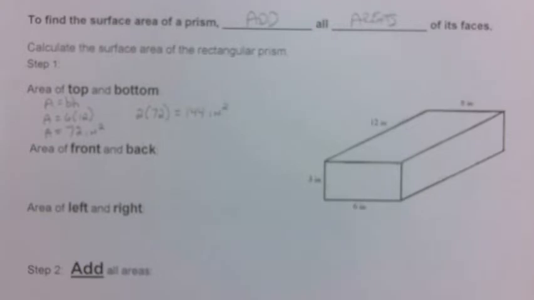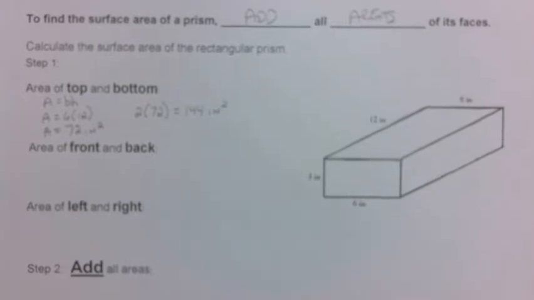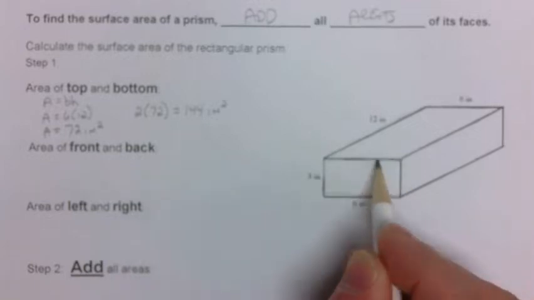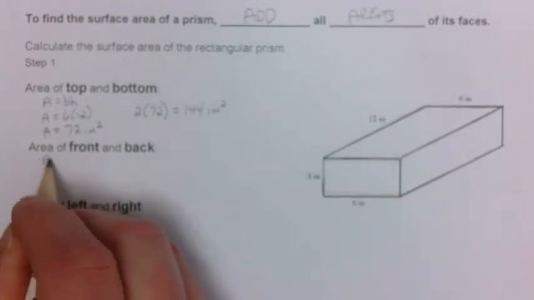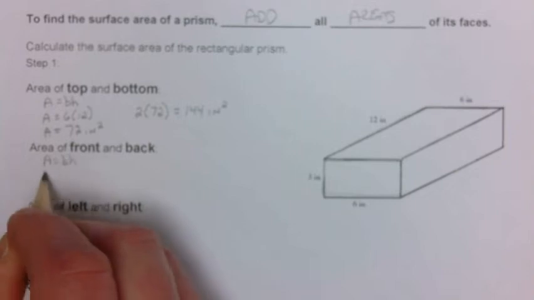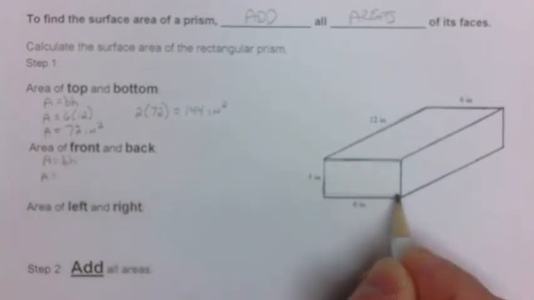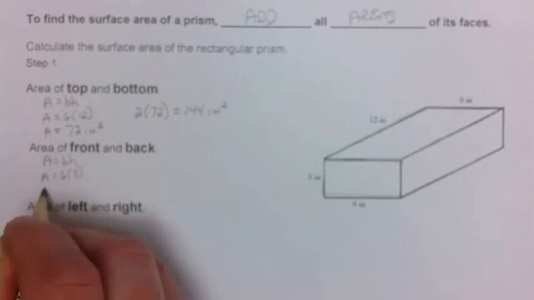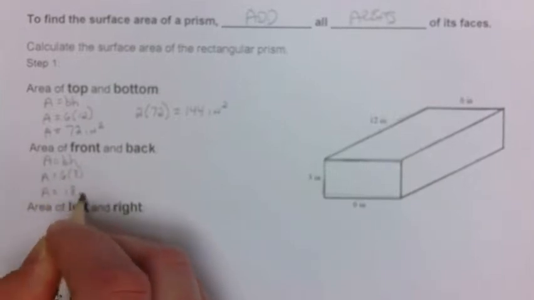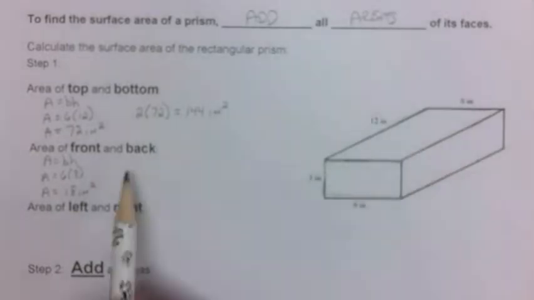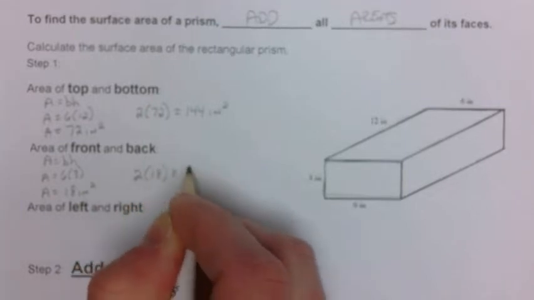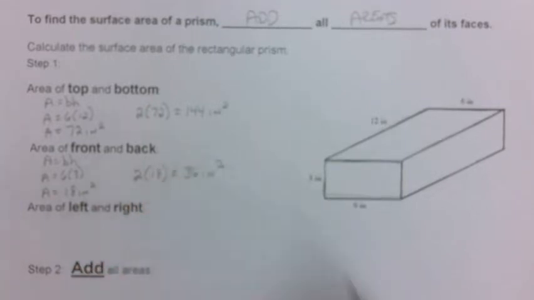I'm going to do the same thing now for the front and the back faces. Here's the front face, and I can see it's a rectangle again, so I'll use area equals base times height. This time the measurements are 6 inches by 3 inches. So 6 times 3 is 18 square inches. That's just the front face. The back is exactly the same, so once again, I'll double this. 2 times 18 is 36 square inches.